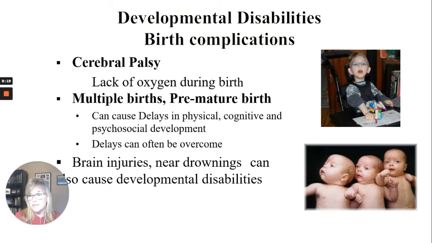Other things that can cause developmental delays that people might not think about are brain injuries. So, a head injury from a fall, near drownings. We see a lot of sad cases on television where a child has been rescued from the pool and we think, oh, I'm so glad that they survived. But many of these kids really survive with pretty severe deficits and brain injuries.